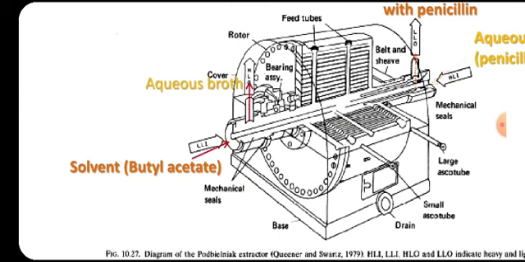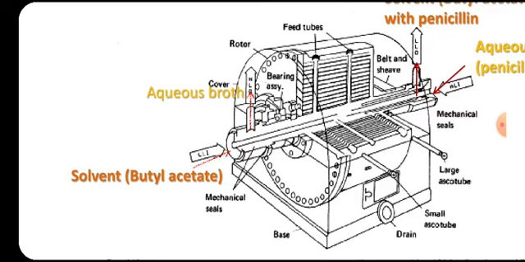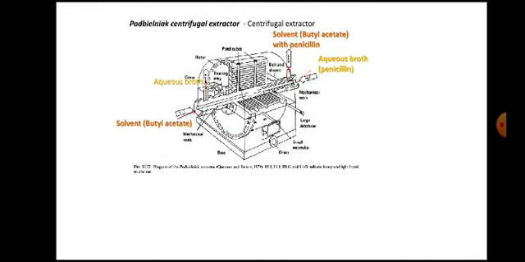This is how these operations are repeated several times. It is not a one time operation. This aqueous broth may still contain penicillin, so it is again used to feed from this end, and there is addition of fresh butyl acetate. So there are several rounds of this extraction process that lead to obtaining penicillin into this solvent.